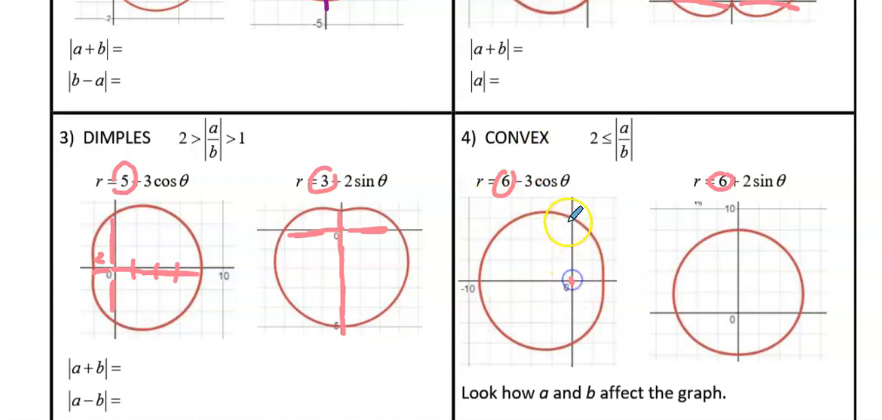So if I go from here up, this is going to be 6, and this is going to be 6. For convex, these are kind of the same thing, ladies and gentlemen. So again, if you add these two numbers up, you get 6 and 3. That's the distance from the pole. This is 9. And if you subtract the two numbers, then you're going to get your distance right here, which is going to be 3.